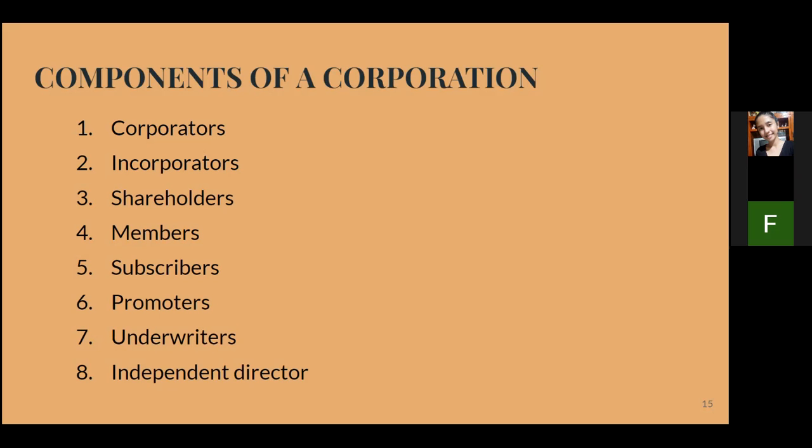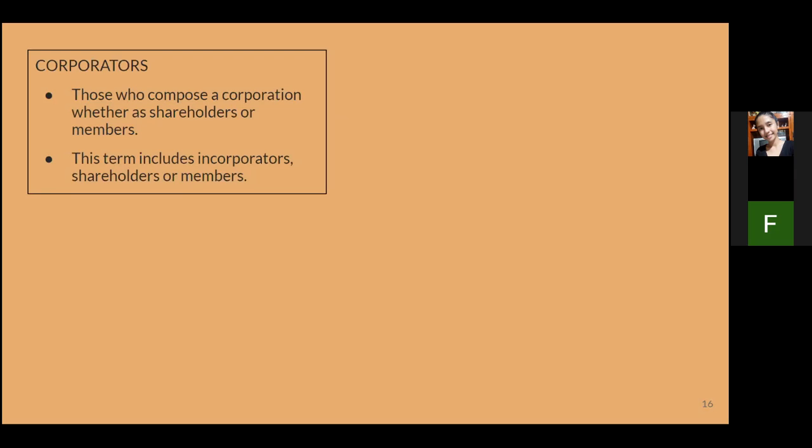Good afternoon. Dito, meron tayong mga components of a corporation. Ngayon, meron tayong 8 na components. First is yung mga corporators. Kapag sinabing corporators, sila yung nagko-compose ng corporation, those who compose a corporation, whether as shareholders or members. Meaning sila yung mga bumubuo sa isang corporation. Pwede silang incorporators, shareholders, or members.